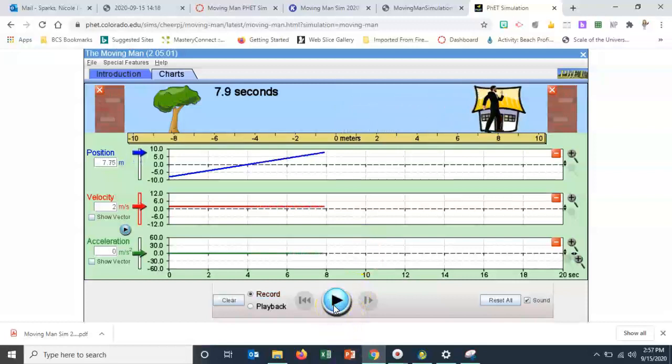There we go. All right, so now we have 3 different graphs that we're going to be looking at here. So he's changed his position from -8, right about here, to about 7.75, so we can see that he's moved up. His velocity was constant. He moved at a constant speed. So think about maybe him being on like a conveyor belt that's moving at a constant speed, and he wasn't accelerating because he was at constant velocity.